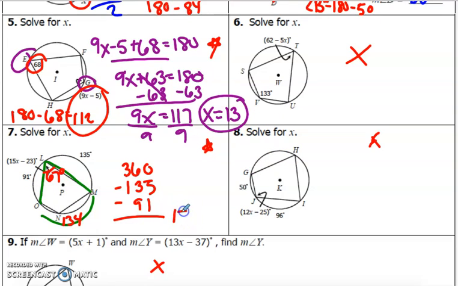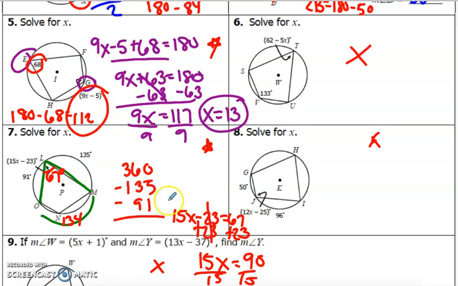So my equation could be 15x minus 23 is equal to 67. Now that's one way of solving the problem. We could do it a lot of different ways. If I solve this out, you're going to add 23 to both sides. You would get 15x is equal to 90. Divide by 15 to get x is equal to 6.